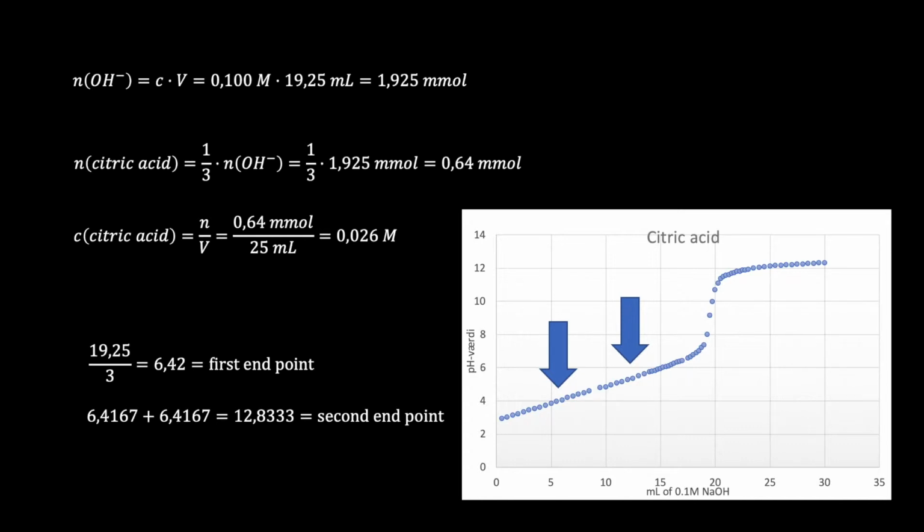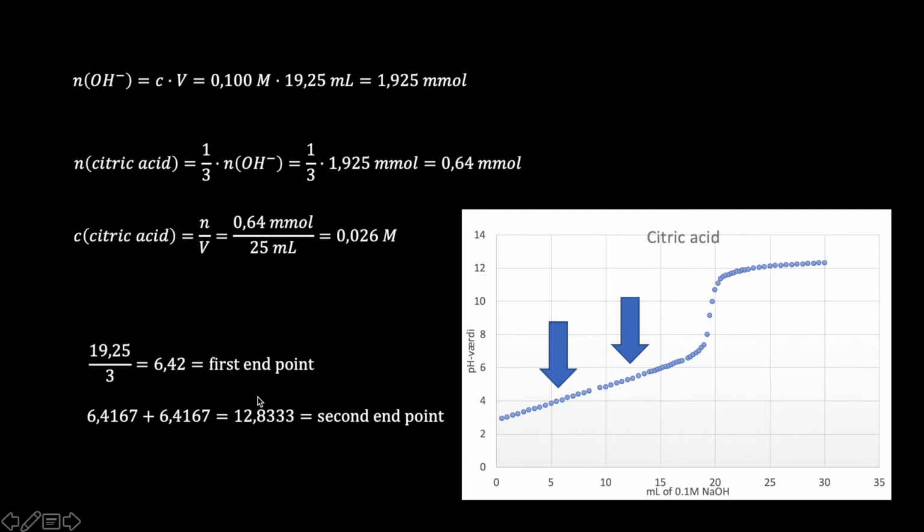The amount of substance for the citric acid would be a third of the NaOH. We have to first calculate the NaOH, and we did that here and put it into the formula here. So we got the amount of substance for the citric acid, and then we could use the concentration formula again. We only added 25 milliliters of citric acid, so it's a new volume, and we got the concentration, which was 0.026 moles per liter.